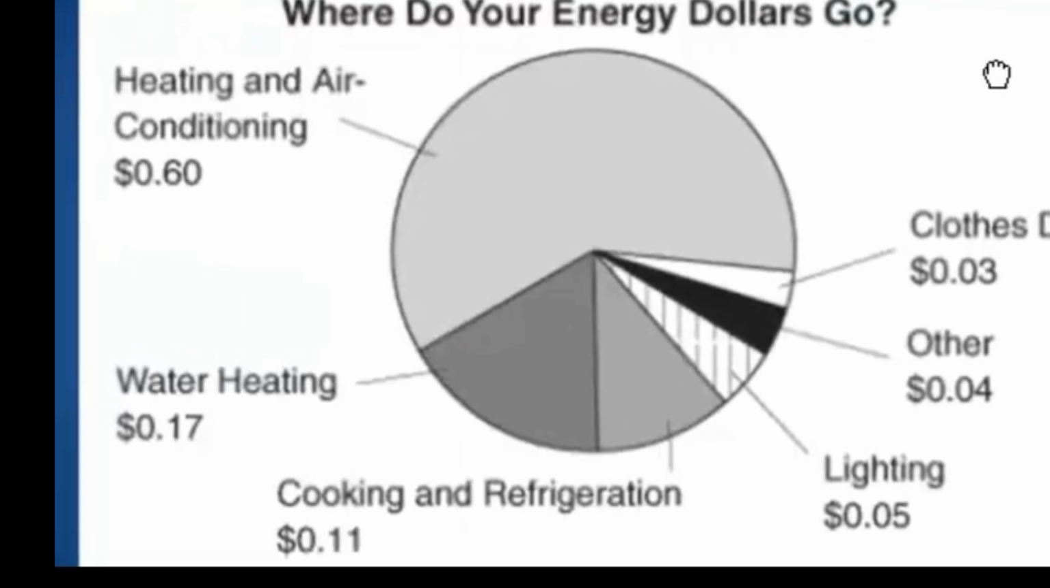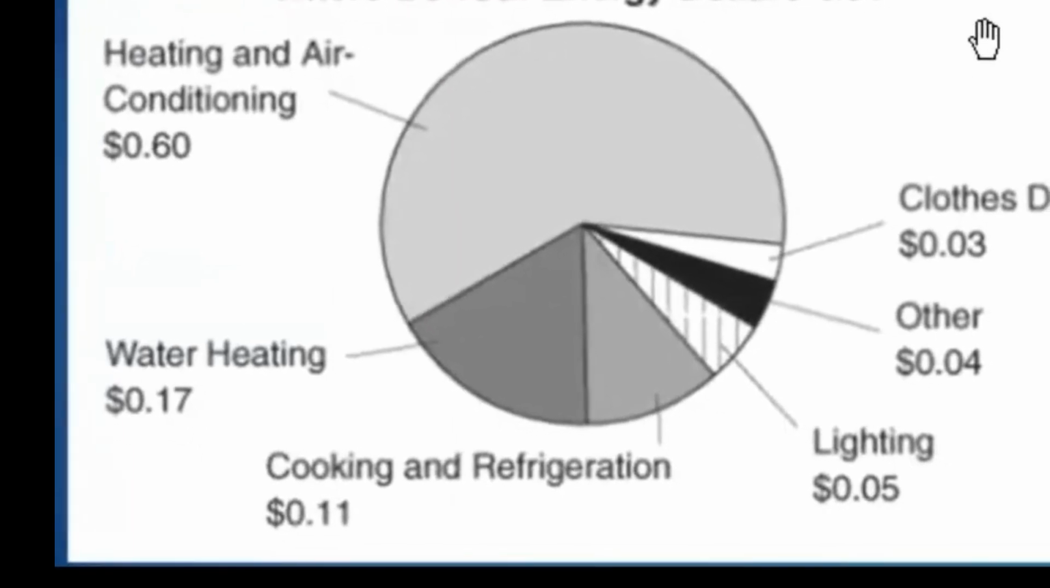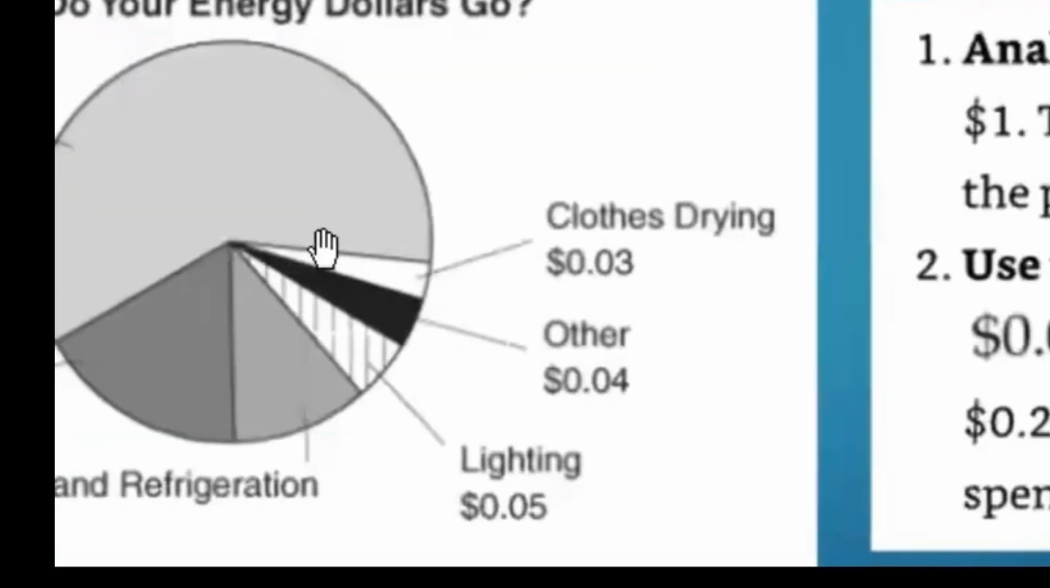So we want to go back to our chart, and we know that we're being asked about drying clothes, whereas lighting and heating water right here. So what are we going to do? We're just going to add those costs together, right? 0.03 plus 0.05 plus 0.17. That's 0.25 or 25 cents, right?